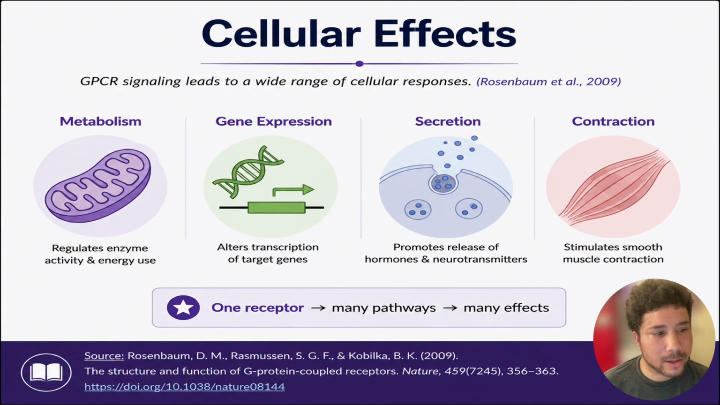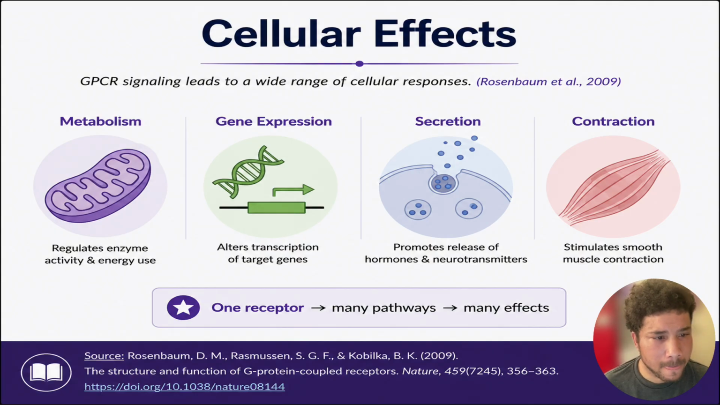Another is that GPCRs regulate secretion in our endocrine cells, neurons, and other secretory cells. GPCR signals may change calcium concentration or protein kinase activity. Those changes can promote or inhibit the fusion of vesicles with the plasma membrane. This may be the release of hormones, neurotransmitters, digestive enzymes, or other signaling molecules.